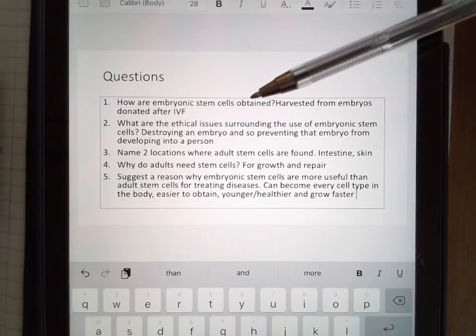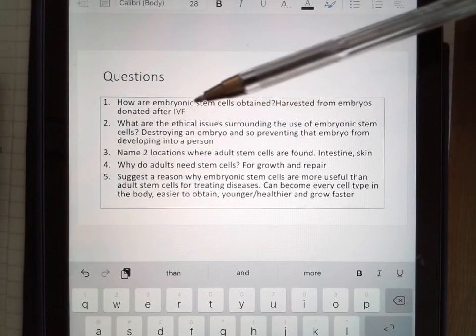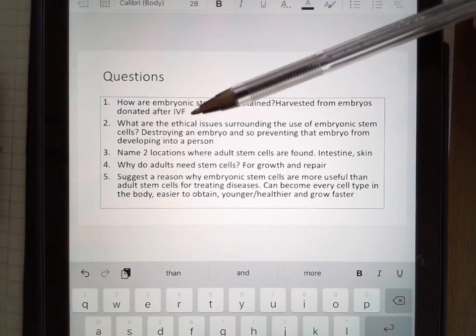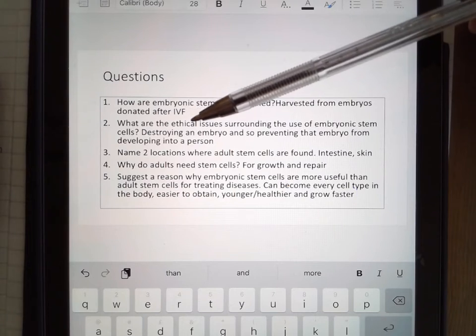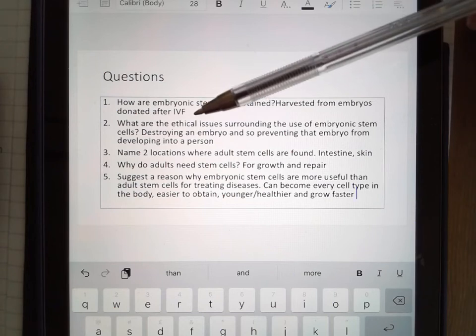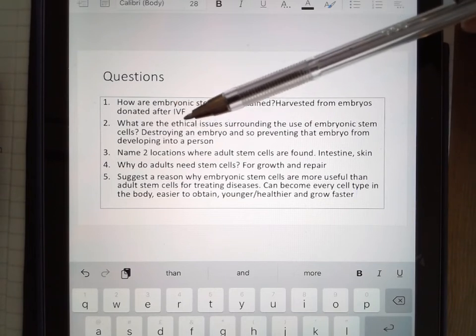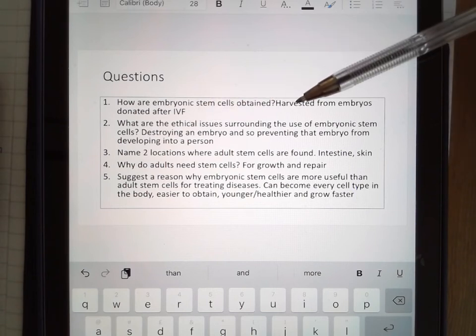So how do you get embryonic stem cells? You harvest them from embryos that are donated after IVF. IVF is just in vitro fertilization, so the sperm meeting the egg in a dish. That's occurring in a lab because couples are having trouble getting pregnant. So the man donates the sperm, the woman donates her eggs, and that fertilization process happens in a dish. Any embryos that are unwanted, you can harvest embryonic stem cells from.